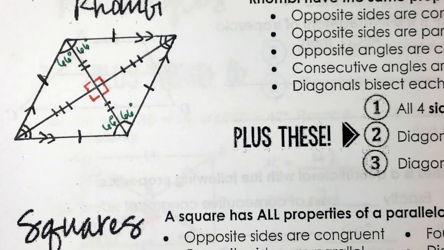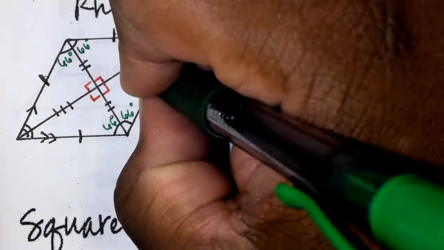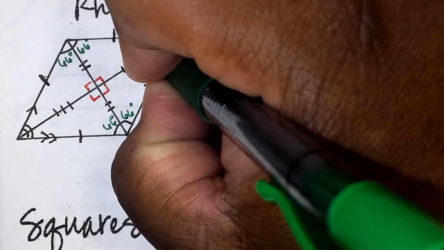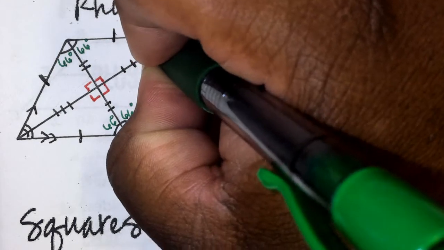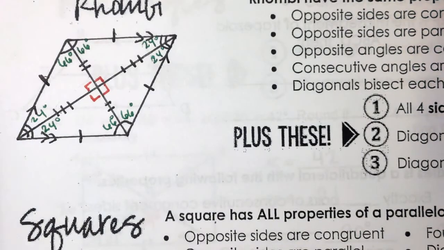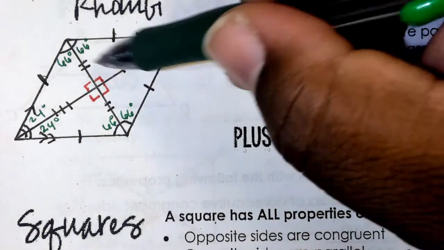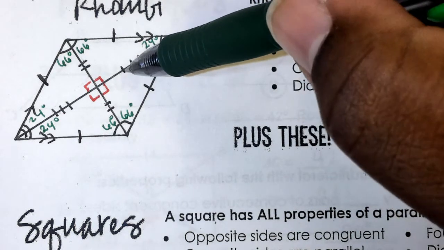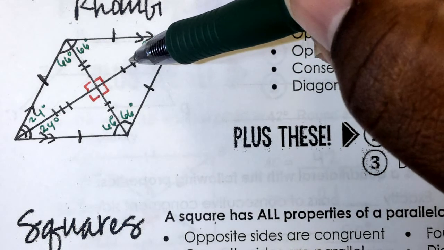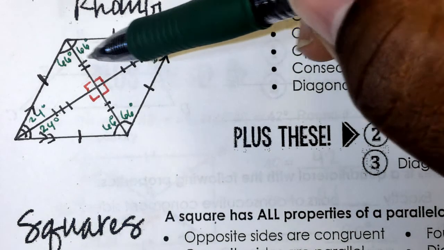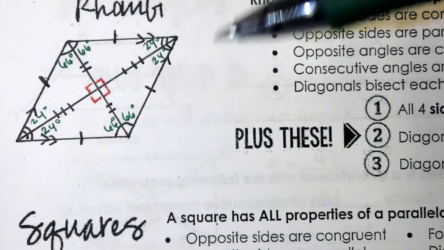Somebody said 48. 24. 24 here. 24 here. 24 here. Yeah, the big angle would be 48. And 24 there. You see all these triangles are congruent to each other. All the small triangles in here on the rhombus are congruent, yes? Everybody see that? Alright. That's how the rhombus is set up.